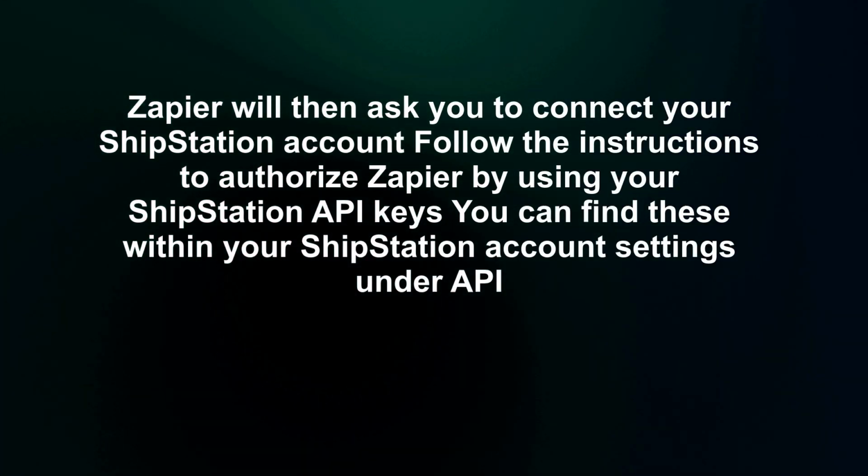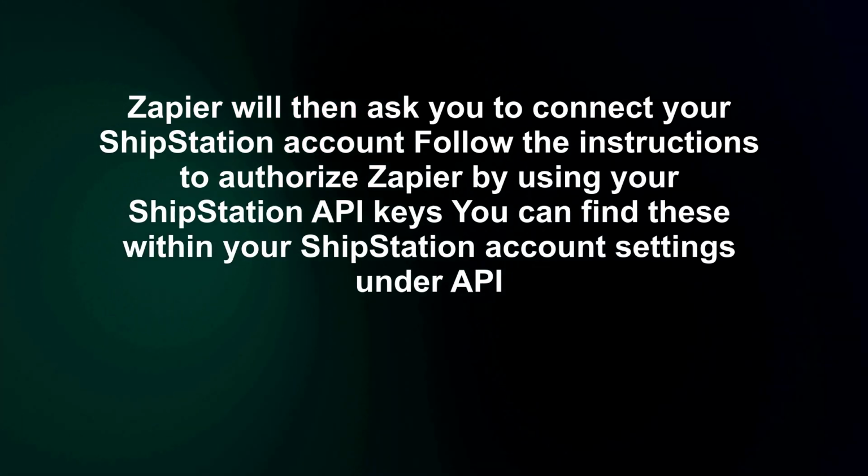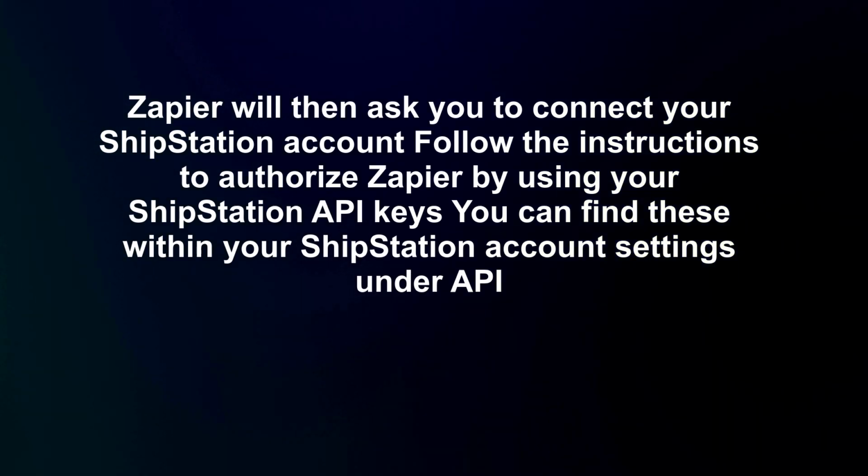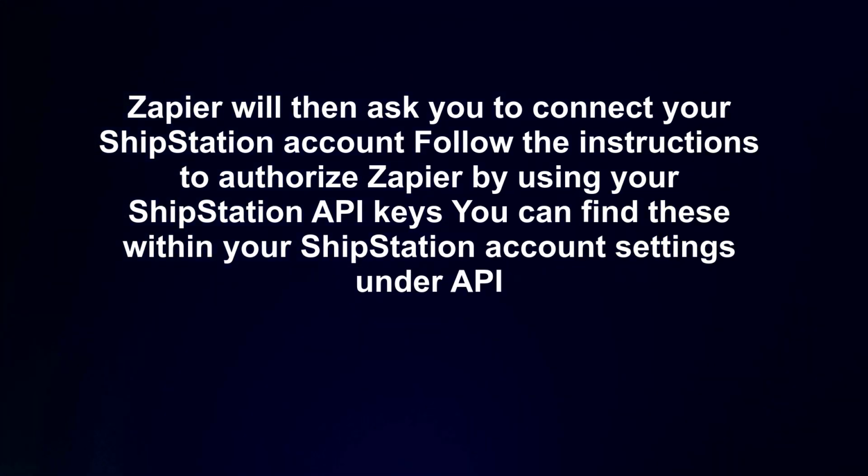Zapier will then ask you to connect your ShipStation account. Follow the instructions to authorize Zapier by using your ShipStation API keys. You can find these within your ShipStation account settings under API.